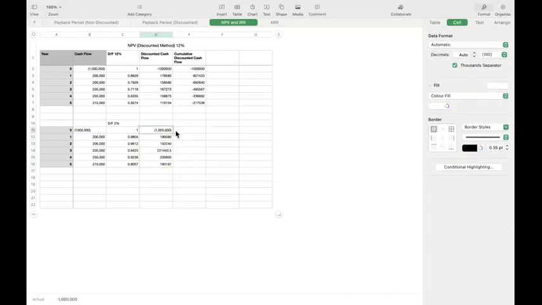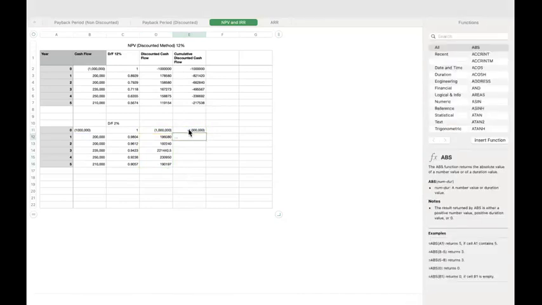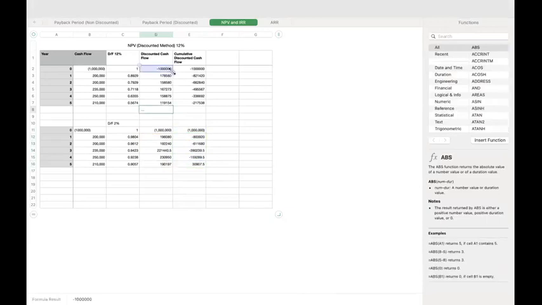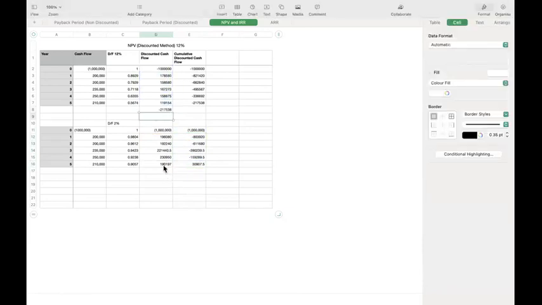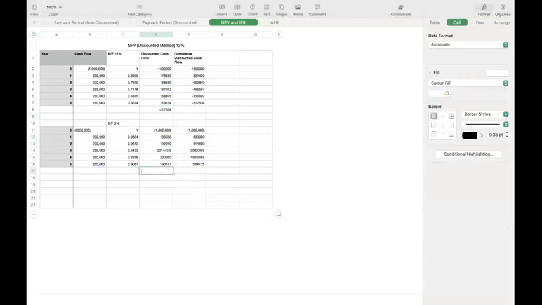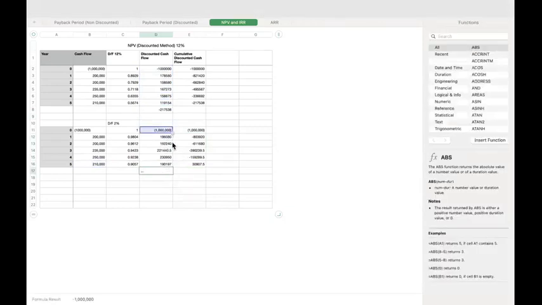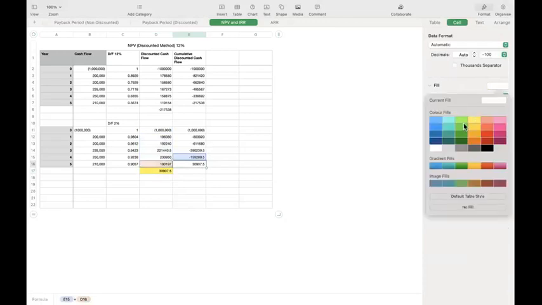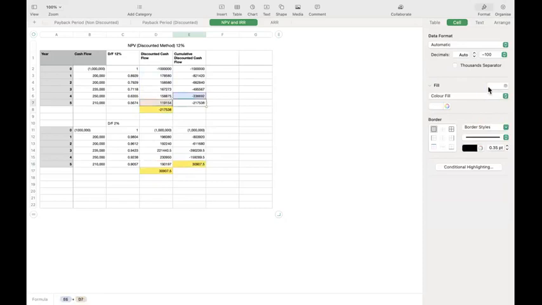Now we have to find our cumulative cash flow. So it's the same application, same technique. We're going to drag it all the way down. So another way that you can find the NPV is simply add this particular column. And you get the same answer for both calculations. So you can follow both methods.